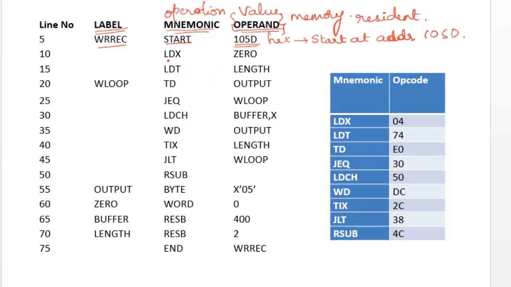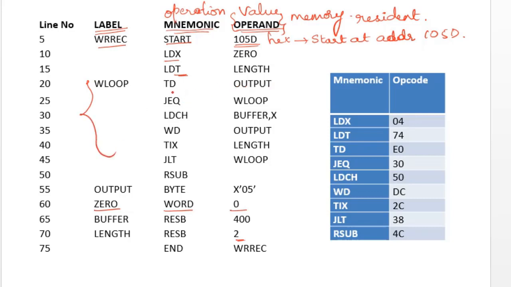Then we know this instruction, LDX 0, means we are loading constant value 0. I have defined it as constant integer 0. I am loading it to the index register. Then LENGTH I have defined as reserve byte 2, which we are loading to the T register. And here is the actual output operation we are trying to perform.